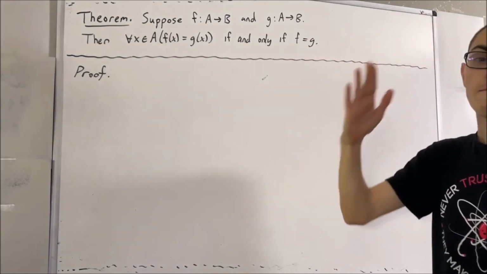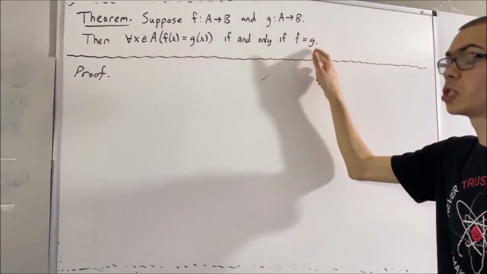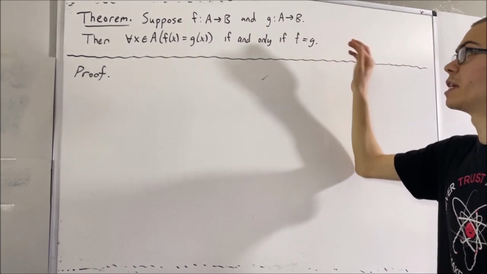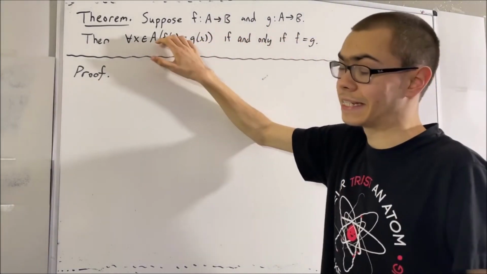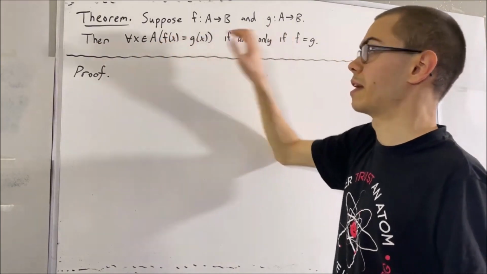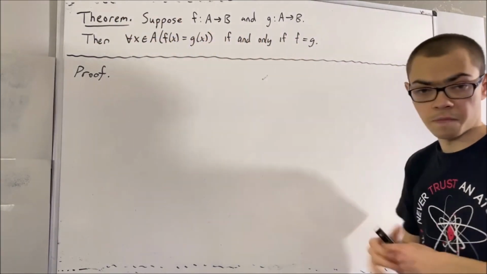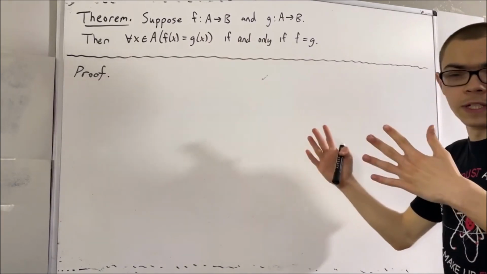So really, every ordered pair in f is also in g. Every ordered pair in g is also in f, right? So we can see this isn't exactly the definition, it's rather a theorem, right? We can prove that this is true. So we're gonna prove it.